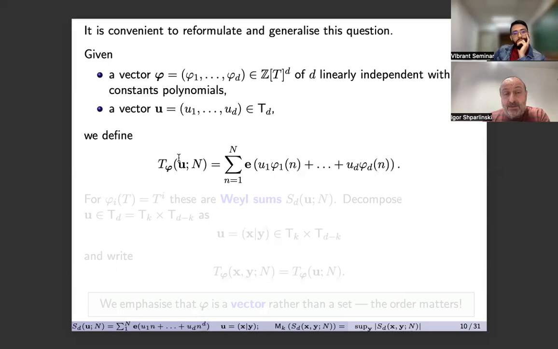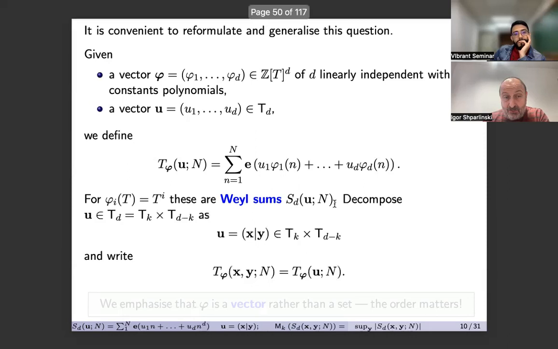And then instead of sums S sub d, I define these sums T, defined by my vector of functions phi 1, ..., phi d, taken with coefficients u1, ..., u sub d. So you see, this is a vector, not a set, because the order now matters to me. And just to relate it to the previous notation, if phi sub i of t is t to the i, it's exactly the classical Weyl sums, S sub d, u, n.